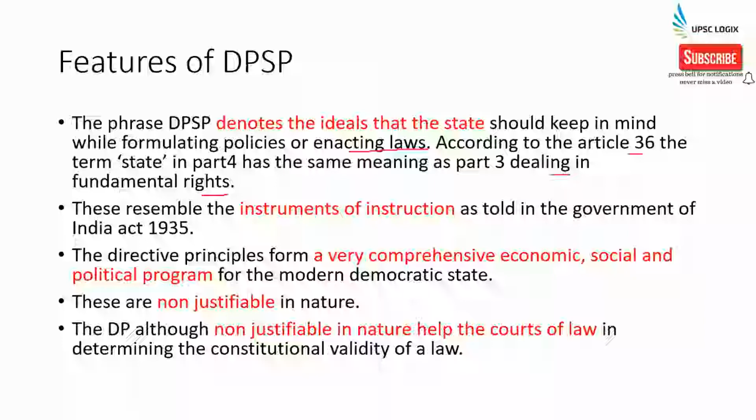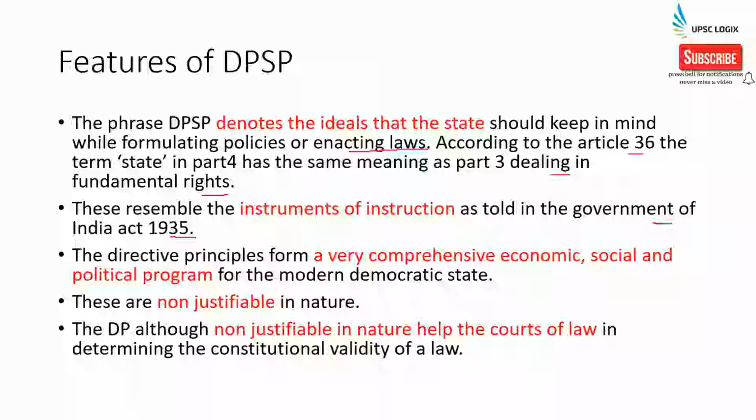Number 2. These resemble the instrument of instructions as told in the Government of India Act 1935. So what were the instruments of instructions? These were the instructions that were given to the Governor General and to the governors of the colonies of India by the British government under the Government of India Act of 1935.